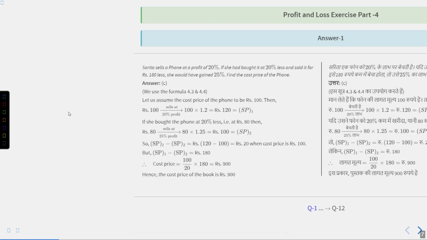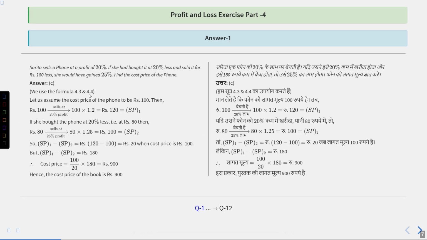Now time's up. Let's see the solution. We are using formulas 3.4, 4.3 and 4.4. Let's assume the cost price of the phone is 100 rupees. Then she sells at a profit of 20%, so it becomes 120, SP1. If she had bought the phone at 20% less, it means she bought it at 80 rupees and then gained 25% profit. So we calculate selling price 2: 80 multiplied by 1.25, because she gained 25% profit. So the new selling price becomes 100.